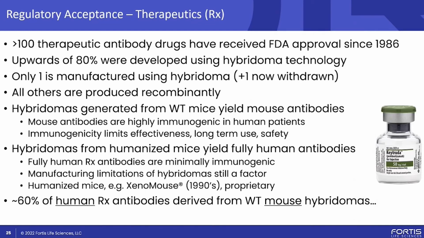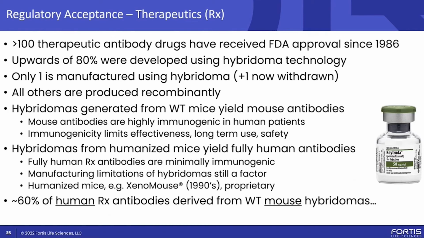When it comes to therapeutics, I think there's some interesting numbers to contemplate here, where there's over 100 therapeutic antibody drugs so far that have received FDA approval since the first one in 1986. Upwards of 80% of those 100 plus drugs were developed using hybridoma technology, but only one of them is currently manufactured using hybridoma technology. All of the others are produced recombinantly.